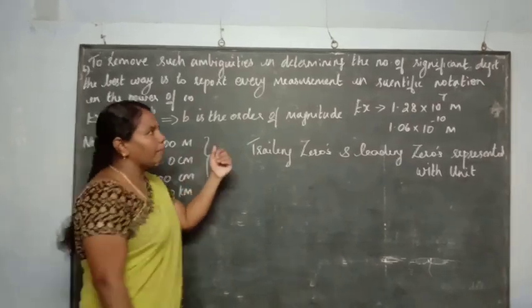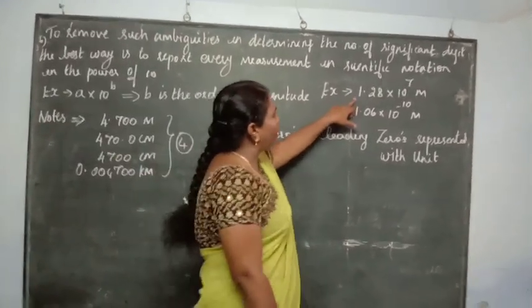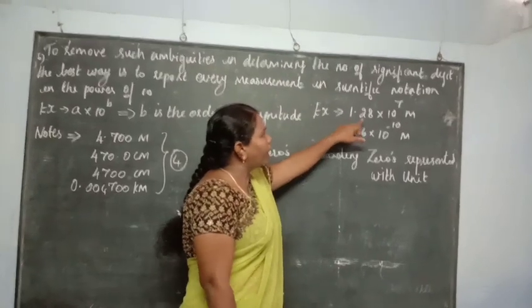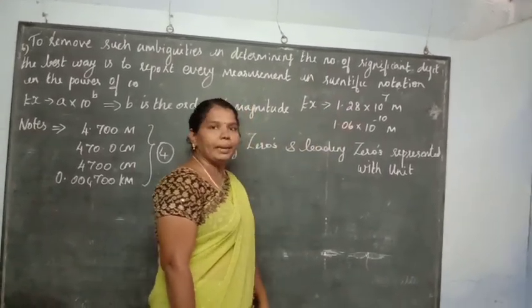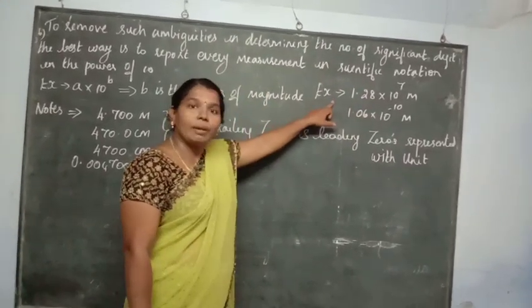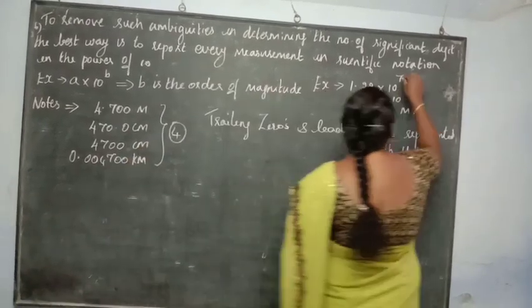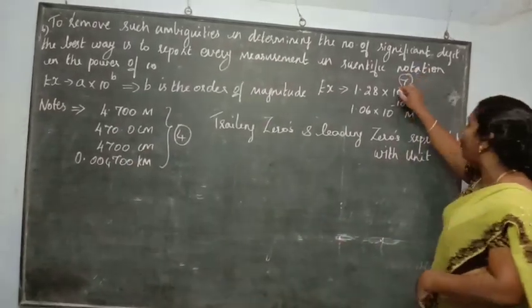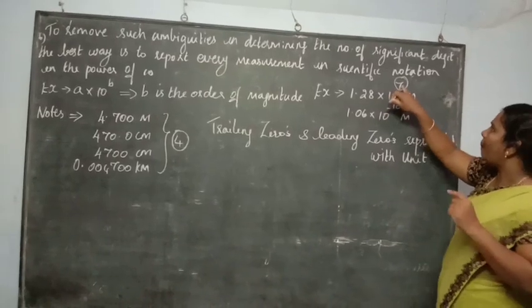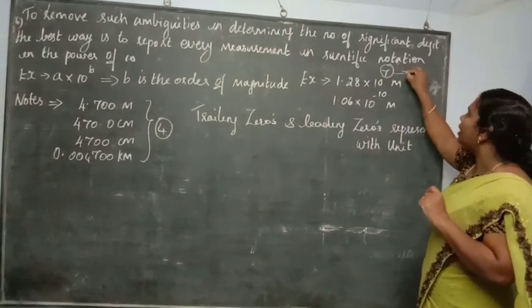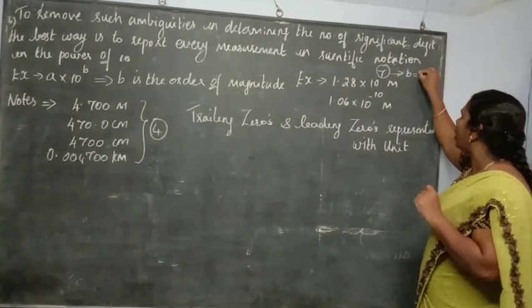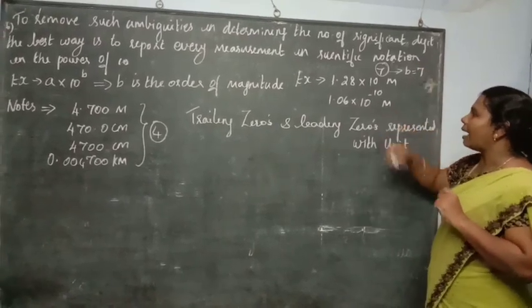For example, what is the diameter of the earth? 1.28 into 10 to the power of 7 meter. Then what is the B? The B is determined by the power which follows the 10. So 10 to the power of 7. Therefore here the order of the magnitude B is equal to 7.